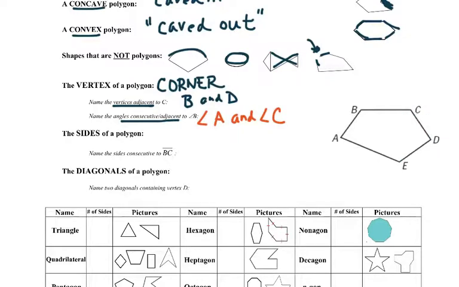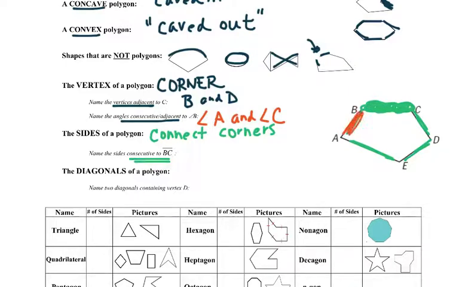The next problem is asking about sides. Sides connect corners. So sides are like the edges. They basically connect corners. So these are all the sides: AB, BC, CD, DE, EA. Those are the sides. They want to know the sides next to BC. So here's BC. What two sides are next to BC would be these two sides. So side AB and side CD are next to it.